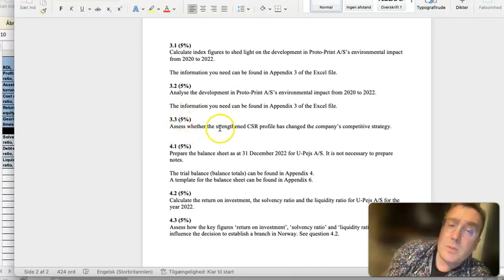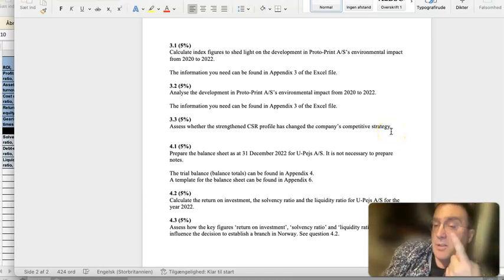The last one, assess whether the strengthened CSR profile has changed the company's competitive strategy. For competitive strategy, you need to look at Porter's generic strategies to answer that question.